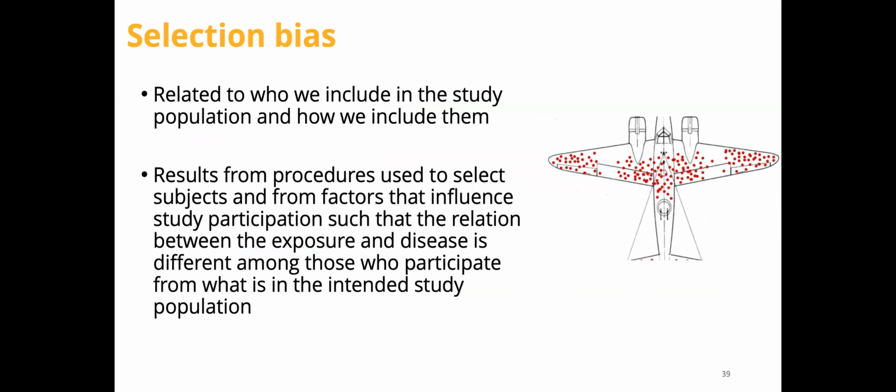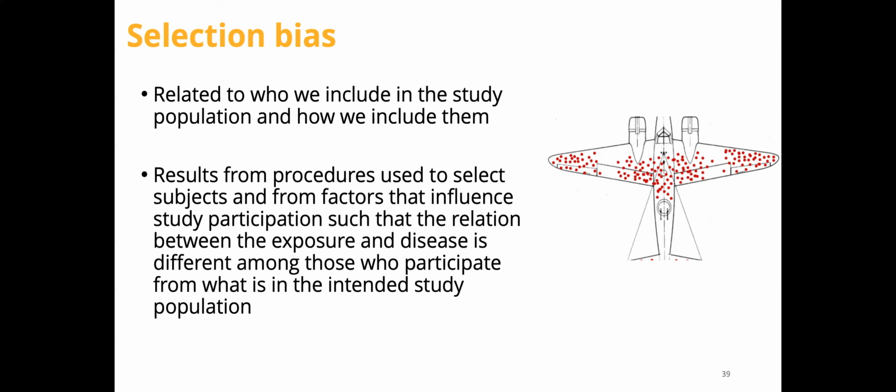So lastly, the last bias we're going to discuss is selection bias. Selection bias is mainly related to which patients are included in the study at the end of the trial, and then how they're included. Selection bias can result from procedures used to select patients, as well as factors that influence study participation. These factors then lead to a bias, meaning that the exposure and the disease relationship is different between those who participate in the study and those who don't participate in the study.